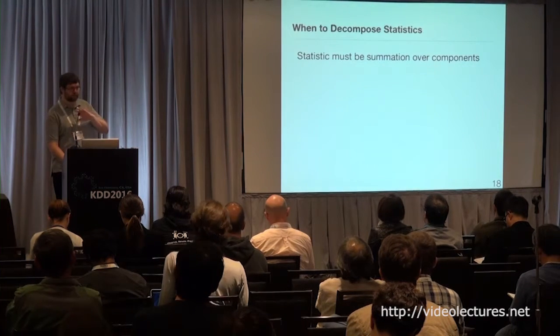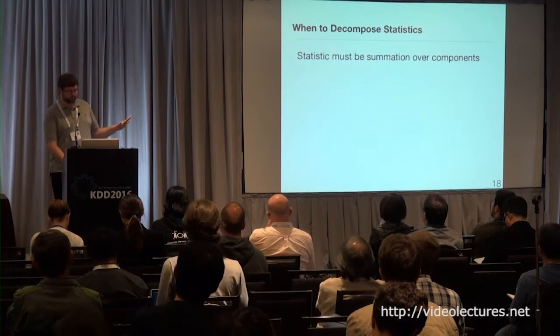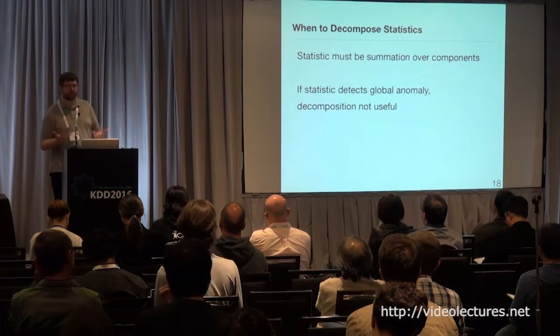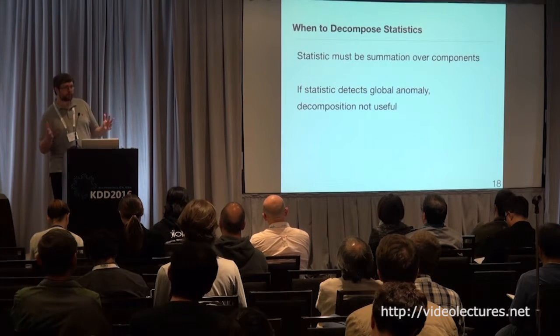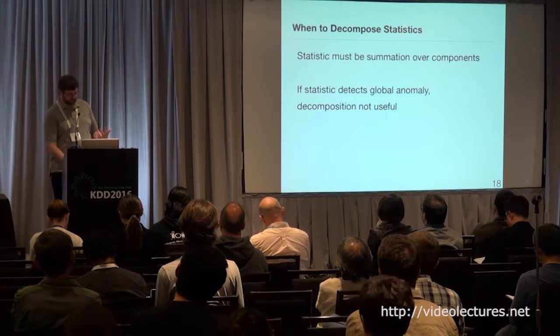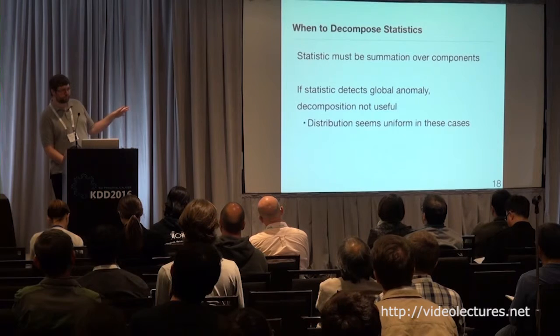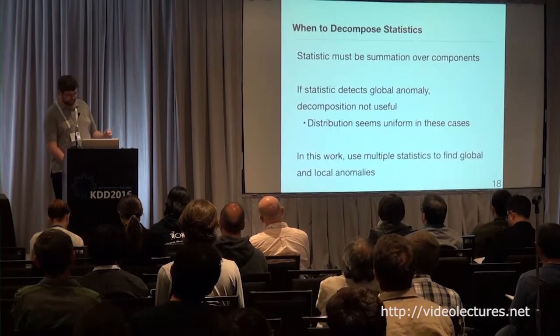So basically, while there are lots of statistics that can be broken down based on their sum, if your statistic is prone to detecting anomalies that are global to the network, that decomposition might not be particularly useful. And when you get a distribution of the score that's very uniform, that's the case where it doesn't work well.